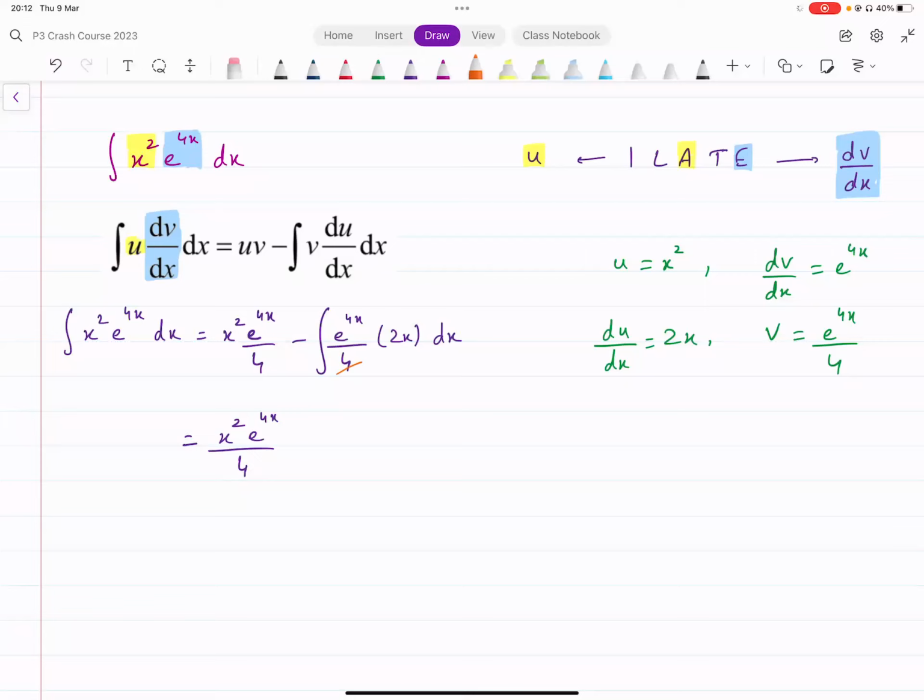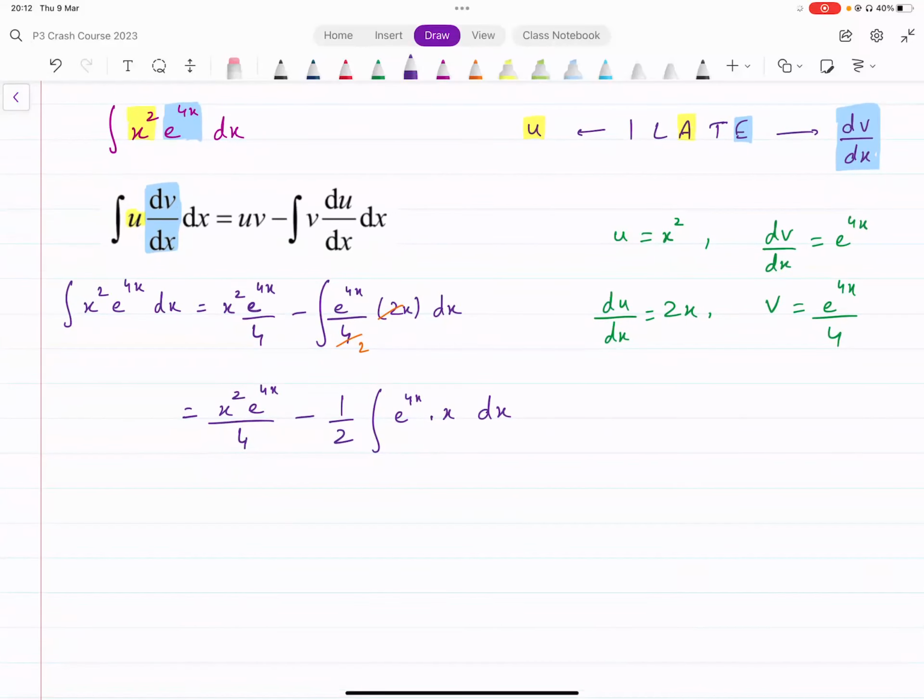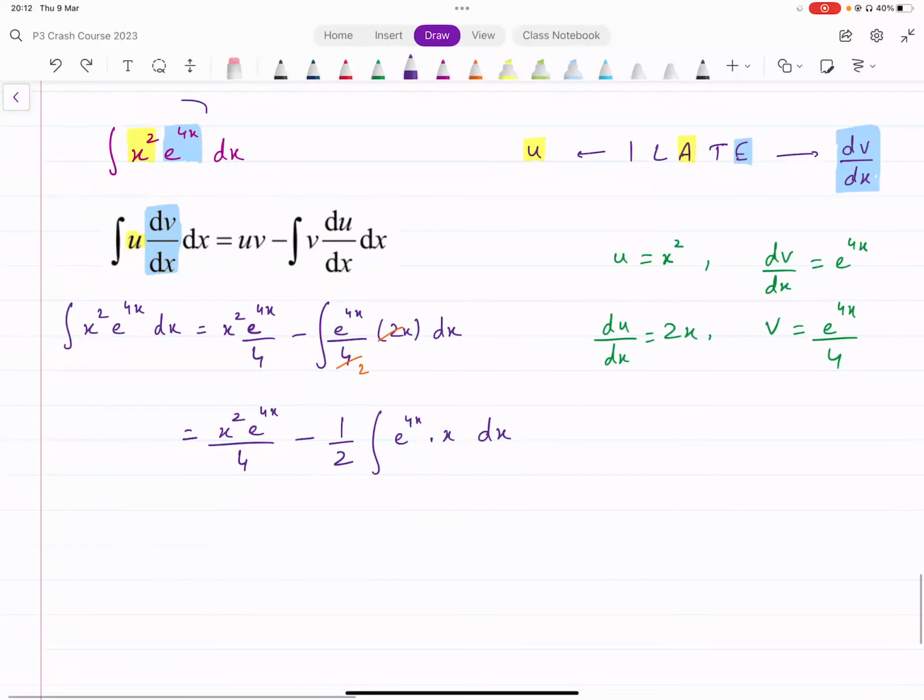We could do some cancellation here. It becomes 2 here. We could write this 2 outside the integral. It's just being divided because this is minus 1 over 2. And inside the integral, now we have e power 4x multiplied by x with respect to x. And now we have a problem. We again have a product, although it's simpler than the previous one. Earlier we had x squared into e power 4x, but now it's just x into e power 4x. It's simpler than before, but it's still a product.